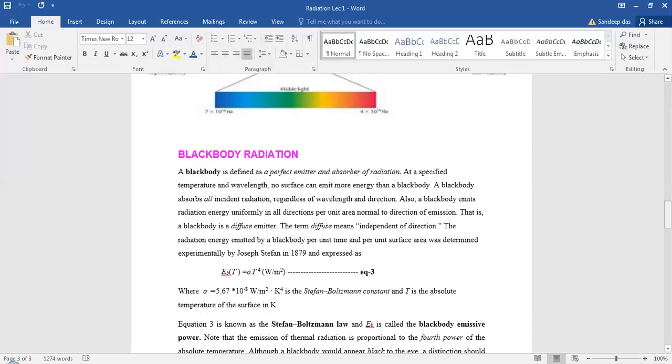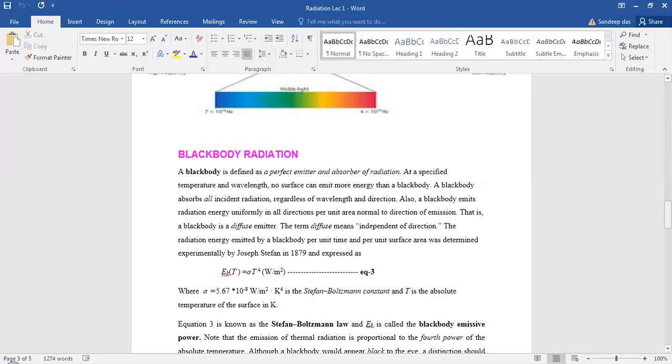Now, what do you mean by perfect absorber? A black body, or any body which absorbs all incident radiation coming from every direction and at the entire range of the electromagnetic spectrum, is called a perfect absorber. Again, I'm repeating, a body which absorbs all incident radiation regardless of its wavelength and the direction from which it comes is called a perfect absorber.